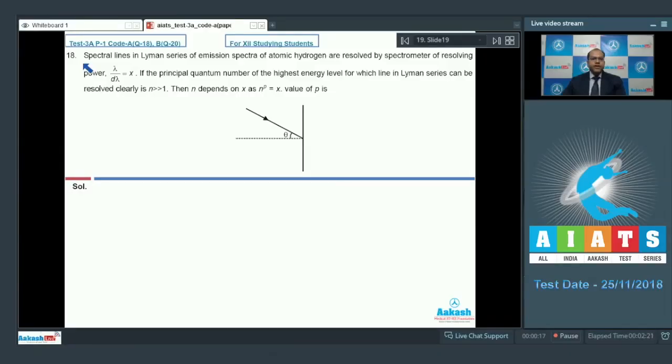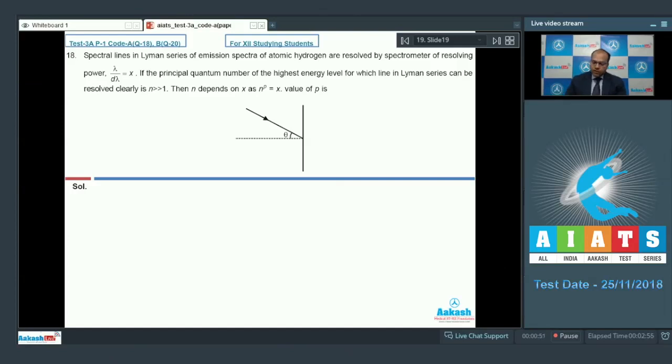So in question number 18, spectral lines in Lyman series of emission spectra of atomic hydrogen are resolved by a spectrometer of resolving power lambda upon d lambda equal to x. If the principal quantum number of the highest energy level for which a line in the Lyman series can be resolved clearly is n, where n is very much greater than 1, then n depends on x as n raised to the power p equal to x, then we have to calculate the value of p.